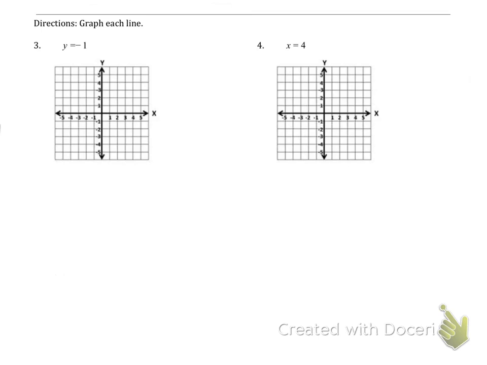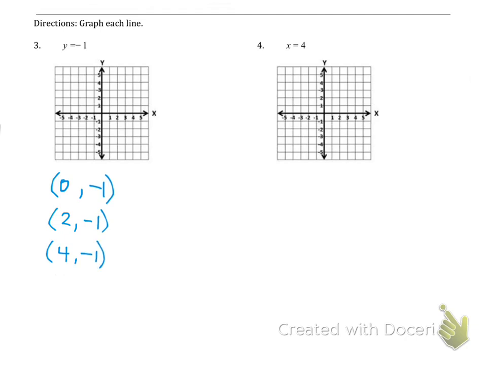Let's try 2 more examples. The directions say graph each line. So for number 3, we have the equation y equals a negative 1. So now we're doing the opposite, but I'm going to use the same technique. I'm going to think of 3 points that have a y value of negative 1. So I'm going to say 0, negative 1, 2, negative 1, and 4, negative 1.